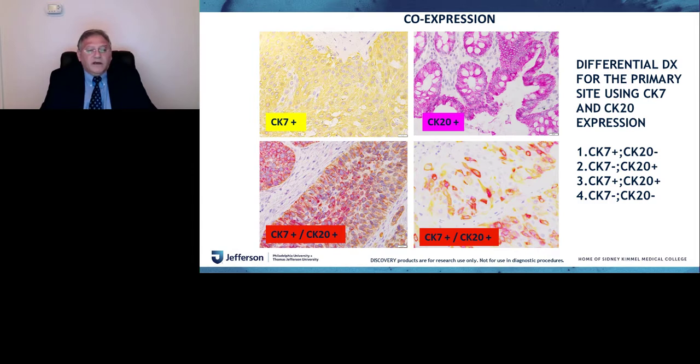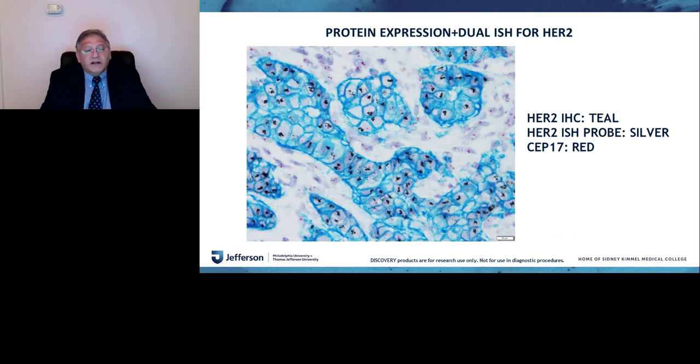This is the co-expression of antibodies with multiple colors. A very nice example of protein expression together with in situ hybridization is the HER2.